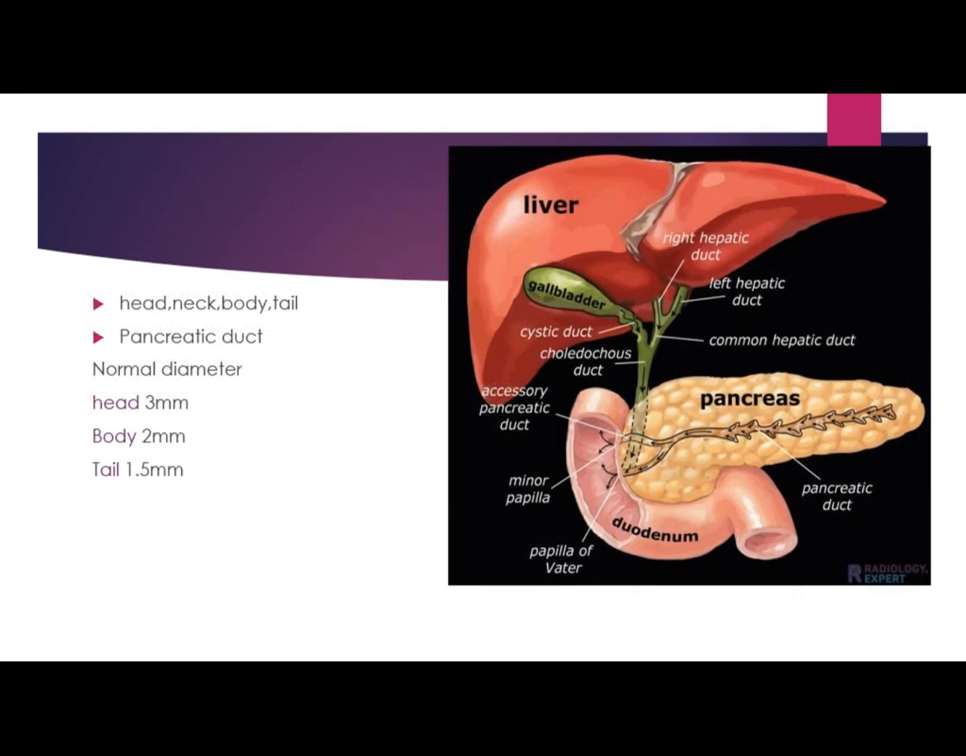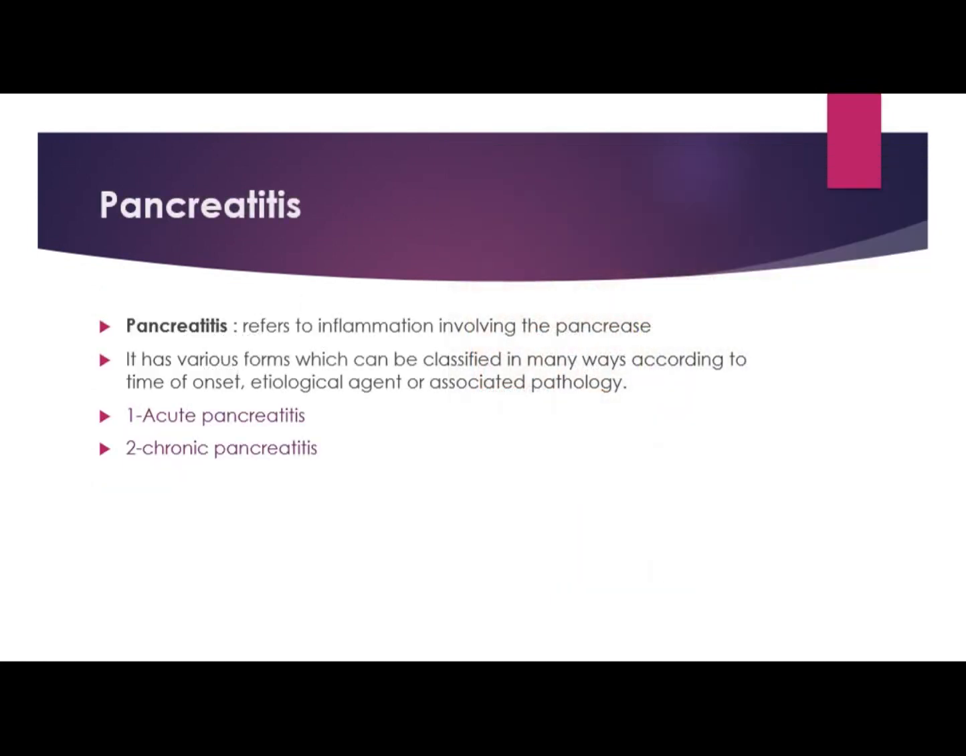That's about the anatomy: the pancreas is composed of head, neck, body, and tail. The pancreatic duct normally should be less than 2 millimeters, meaning below 50 years should be less than 2 millimeters as a range. But overall, at any age, it should be less than 3 millimeters. Pancreatitis is inflammation of the pancreas.